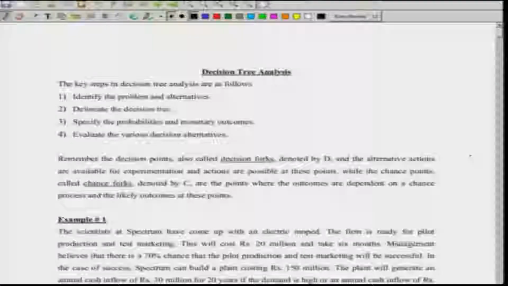So, hopefully I will be able to solve one problem in one day, which is in the 18th lecture, or if possible I will try to finish both, utilizing this 18th lecture to solve both the problems. So, what are the key steps in decision tree analysis? So, they are, as noted down, basically you have to identify the problem and the alternatives. So, what is the problem?